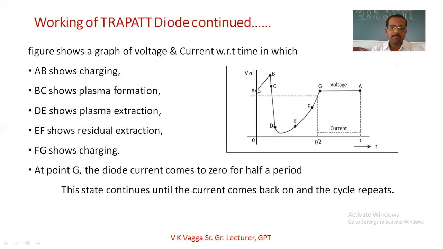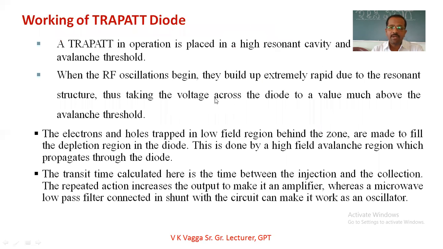So the AB point is called the charging. BC is the plasma formation, CD up to E is the plasma extraction state, E to F is the residual extraction, and F to G is again the charging. At G it is going to remain constant until the other half cycle comes to zero. It is zero for half a period, and again the cycle is going to be repeated here. This is about the working of the TRAPATT diode.